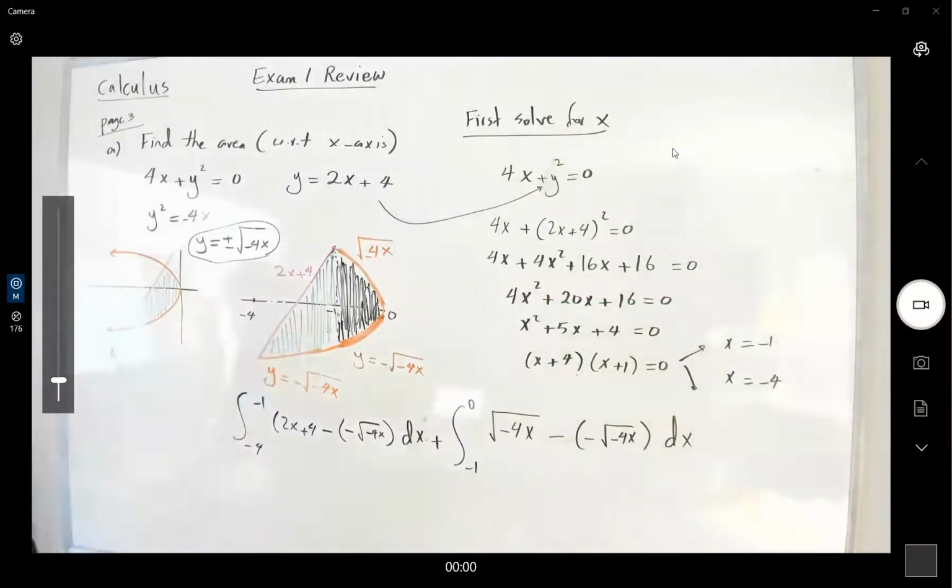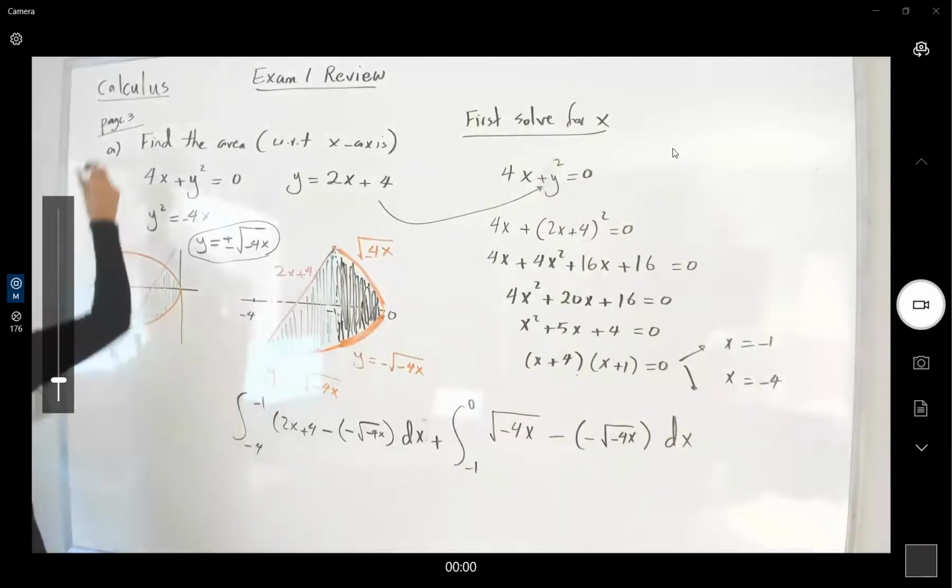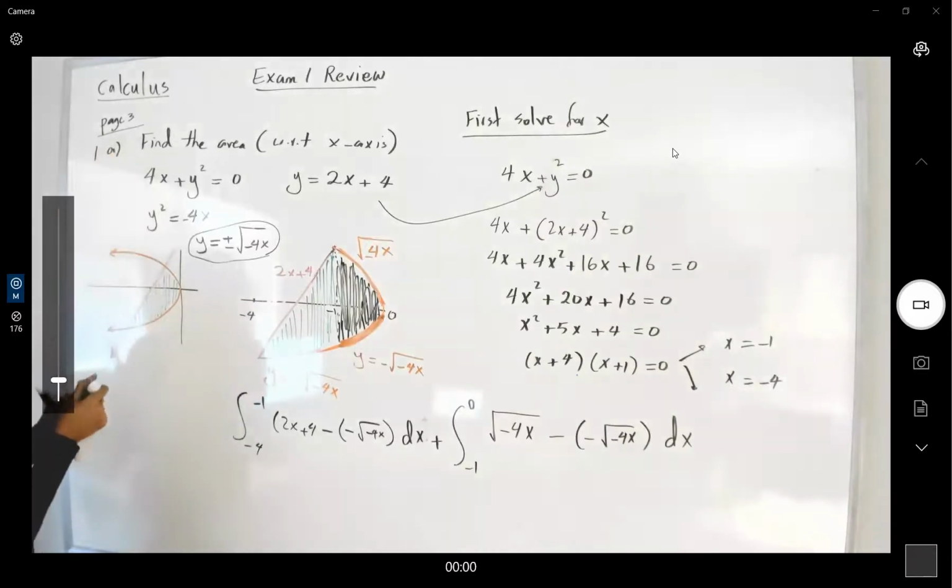There you go. So this is part A. It was for question 1. Now we're going to solve part A for question 2.